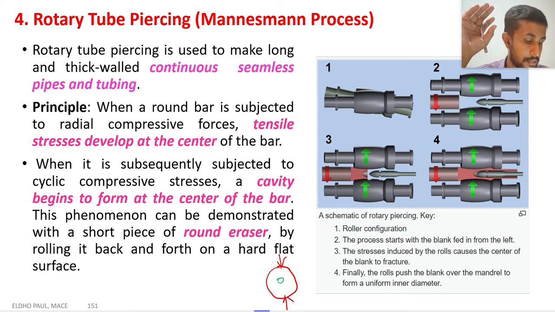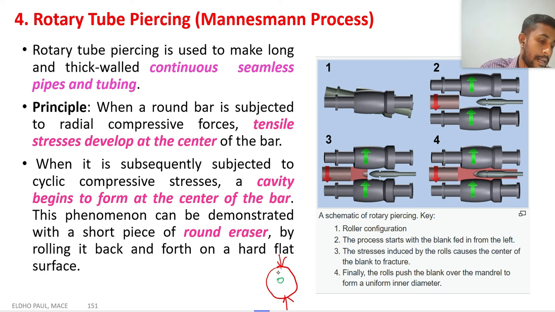So this is the principle. Take a round bar and apply the compressive force. When we apply a compressive force on the round bar, a tensile force will be developed at the center. Under the action of this tensile force, some cracks will be developed at the center, and by means of a mandrel or other components, we can increase the size of the cracks, which leads to producing a hollow cavity in the center of the workpiece. So this is the principle of rotary tube piercing.